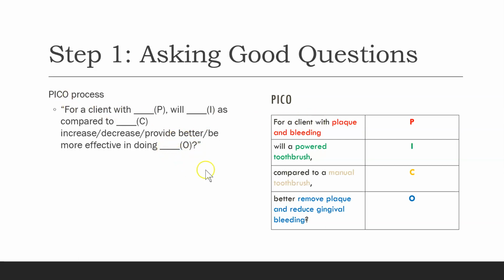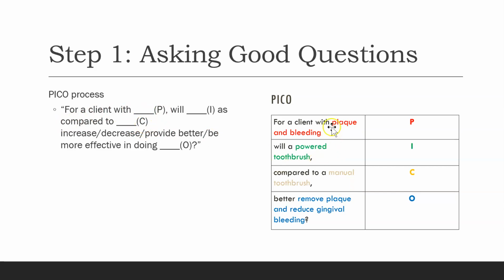And so the way we word our question is like this. For a client with plaque and bleeding, so plaque and bleeding is our problem, well, what is our intervention? A powered toothbrush. We're using a powered toothbrush. That's our intervention. That's our treatment. Compared to a manual toothbrush, always compare it to something. Sometimes, you can have no comparison. You can say C is actually an option.